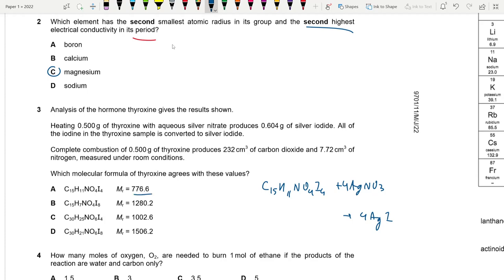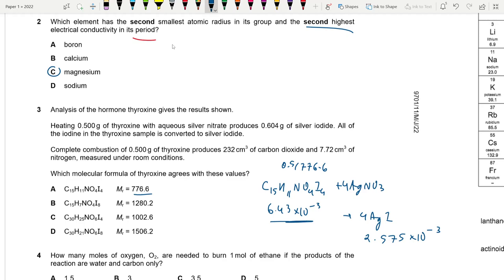So the MR of this compound is 776.6. So 0.5 by 776.6 gives us a value of 6.43 into 10 to the power minus 3. So if you do the molar ratio correctly, it will be 4 times this value for silver iodide. So this into 4 is basically 2.575 into 10 power minus 3. That's the moles of silver iodide.